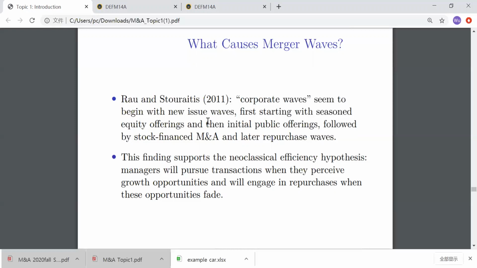They also want to acquire other companies, right? So in that case, they will go for an IPO to raise capital and then pursue stock-financed mergers and acquisitions, to use the stocks that they raise to buy other companies, right?